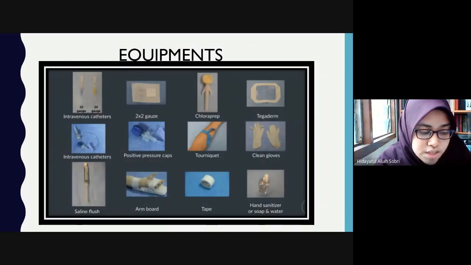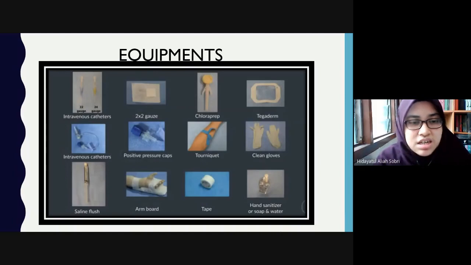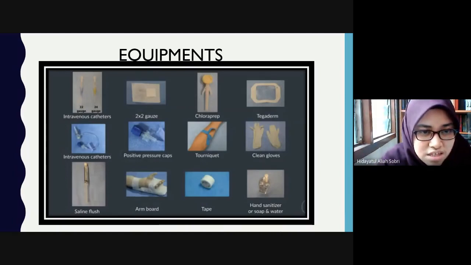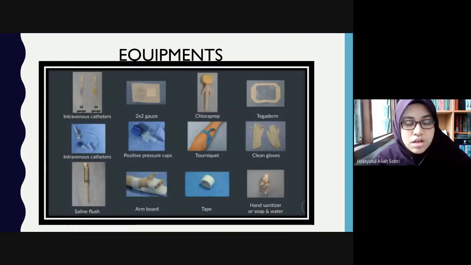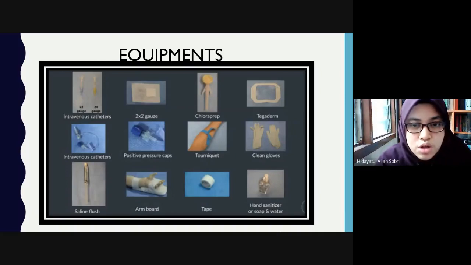It is used to promote aseptic technique to reduce the risk of direct contact with the patient, and it is used to wipe the chlorhexidine for aseptic technique, and then Tegaderm. Next, the second picture is not an intravenous catheter, but we call it a T connector. And the next pictures are a positive pressure cap, tourniquet, clean gloves, saline flush, armboard, tape, hand sanitizer or soap and water, and also an alcohol swab.